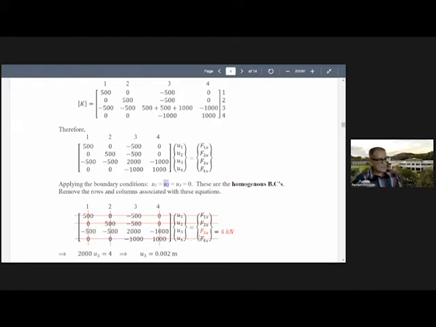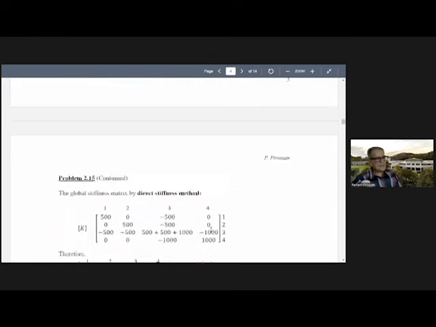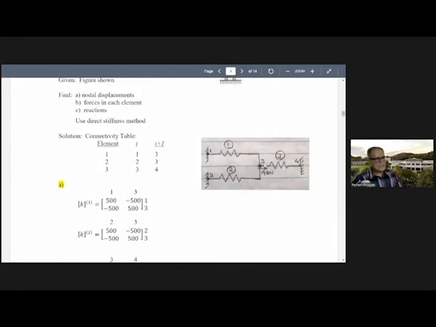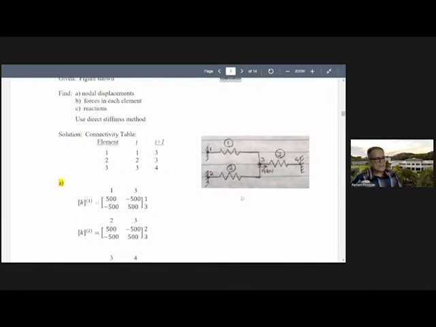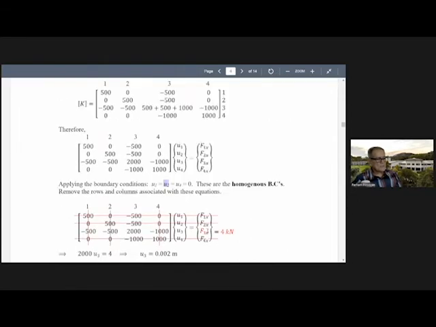Now, this was F3X, remember, but at node 3 we are applying 4 kilonewton. F3 is equal to 4. This is the external force we are applying. This is the force boundary condition. This is the only one. That's it. The system is now ready to be solved.